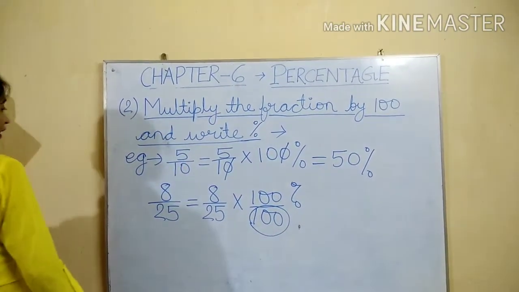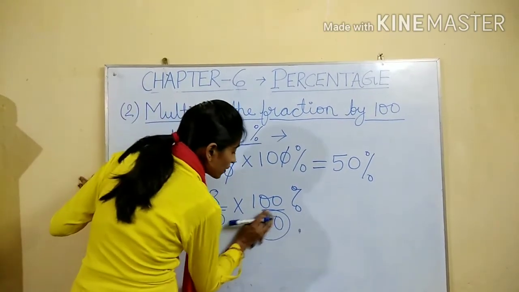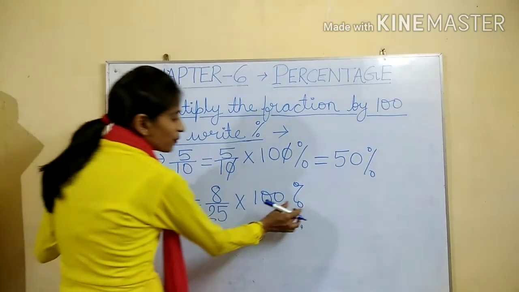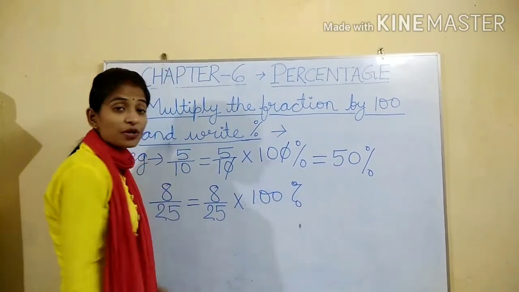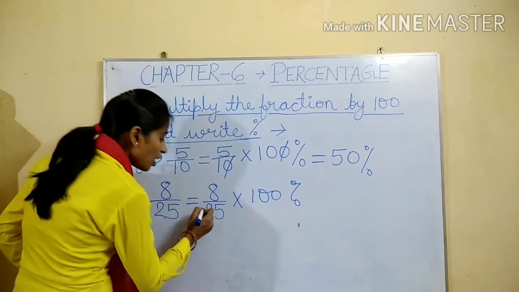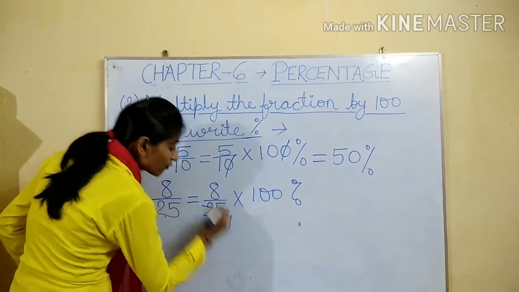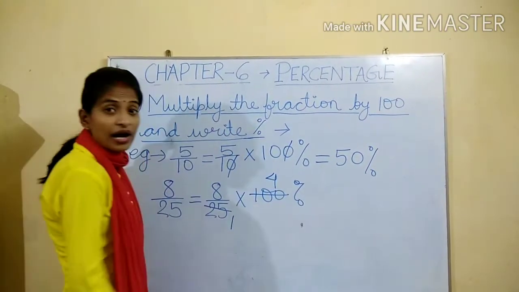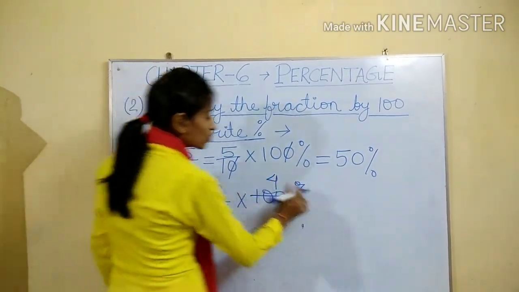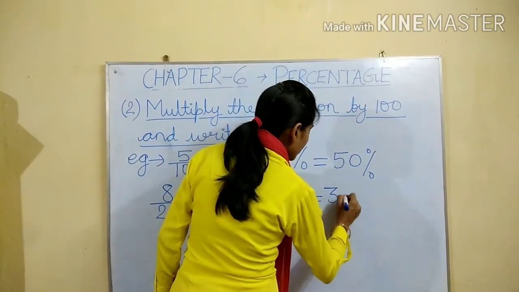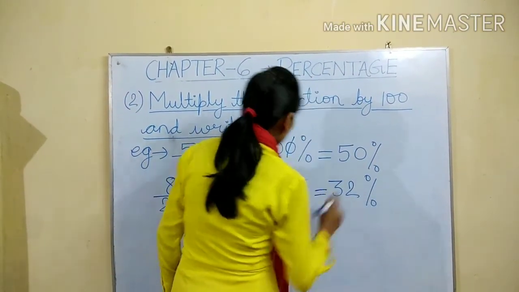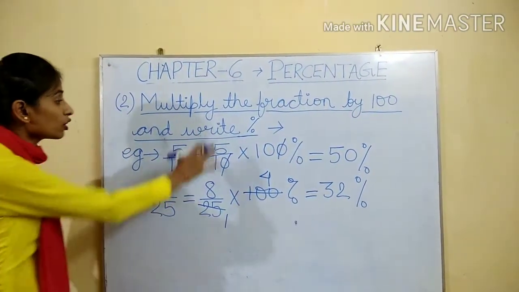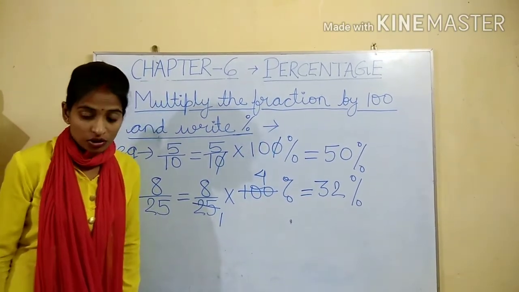Okay, so that's why we will remove this denominator 100. This denominator 100 is represented by this percentage symbol. Now 25 ones are 25 and 25 fours are 100. Now 8 fours are 32%. I hope you understand this one very nicely. So note this down in your math notebook.